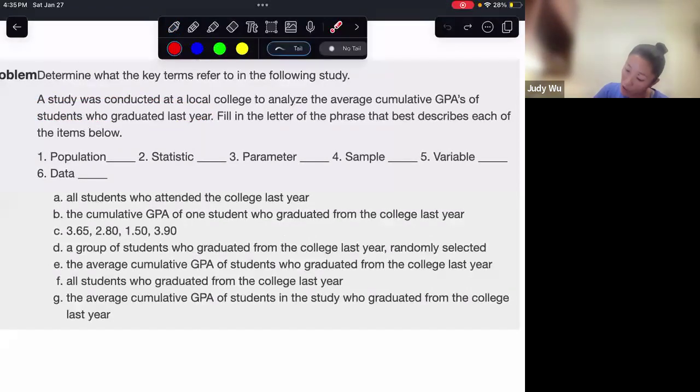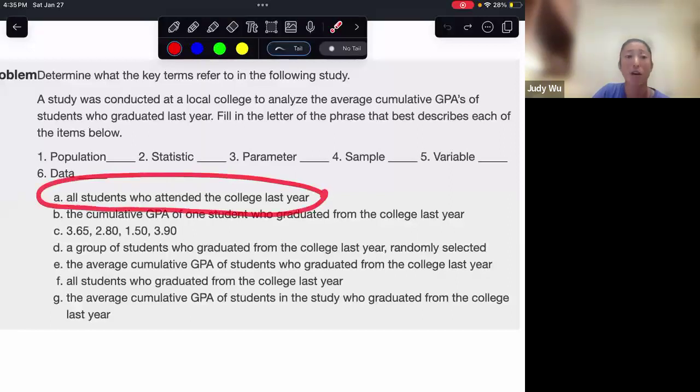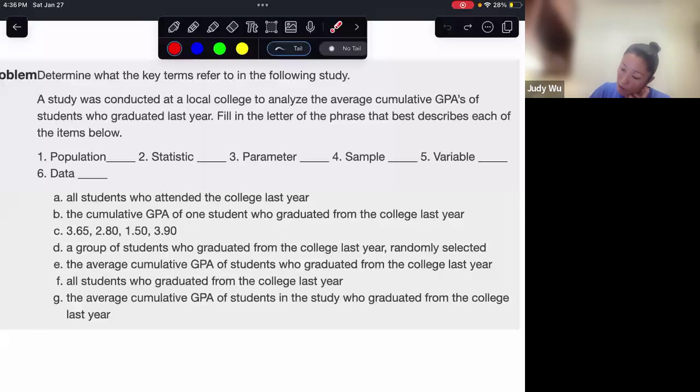If we look at these choices, we might be potentially interested in A. It says all students who attended the college last year, but the key word here really is graduated. If we go down a little further, in letter F, it says all students who graduated from the college last year. Since that's who we're studying, that is going to be our population. So our population is all students who graduated from college last year.